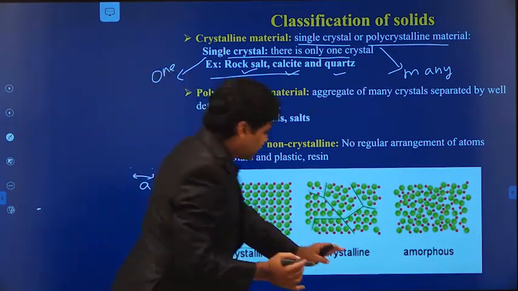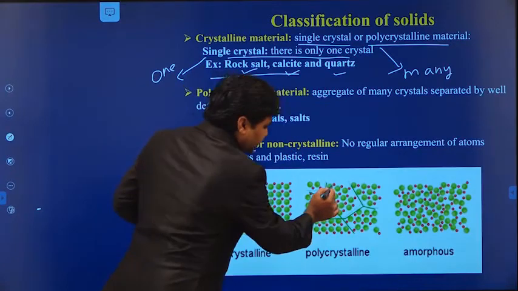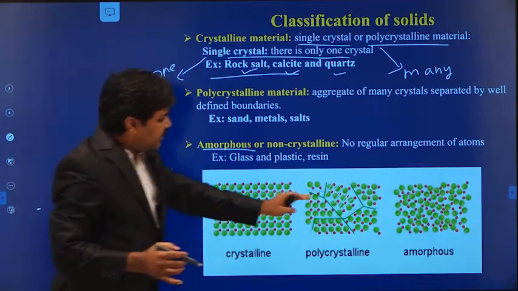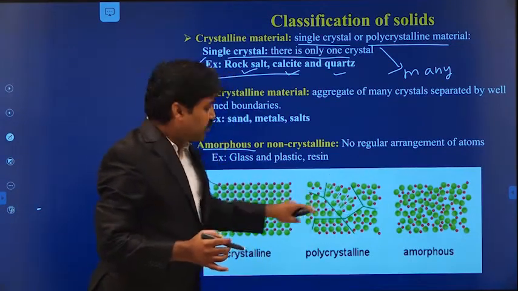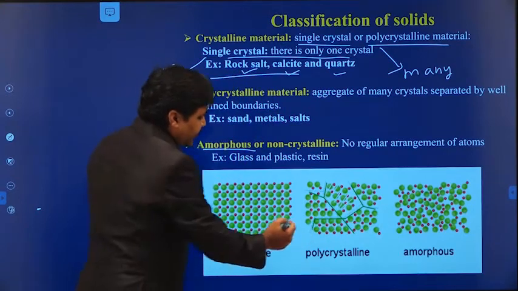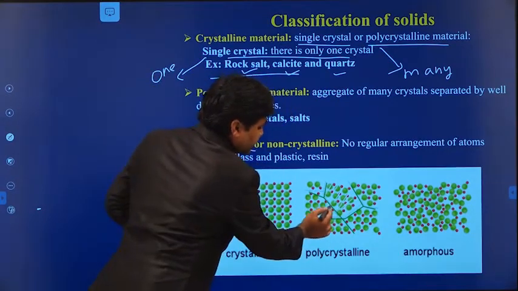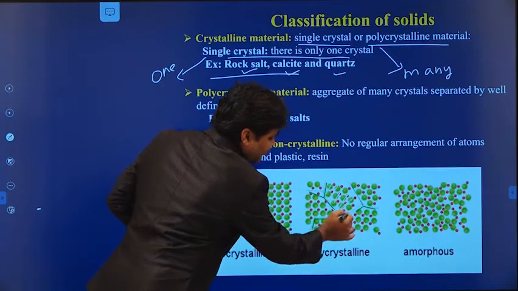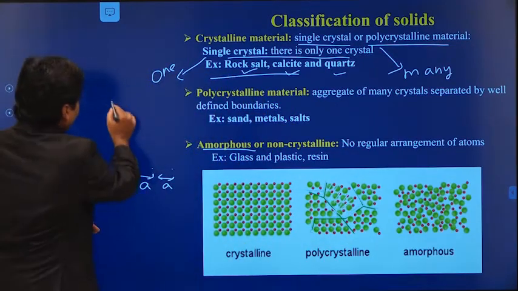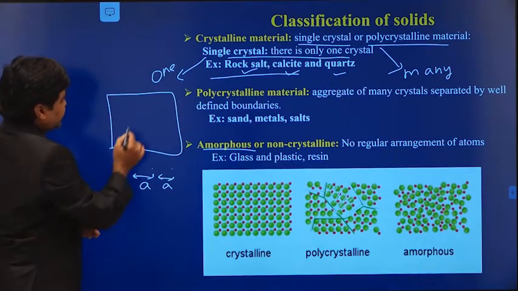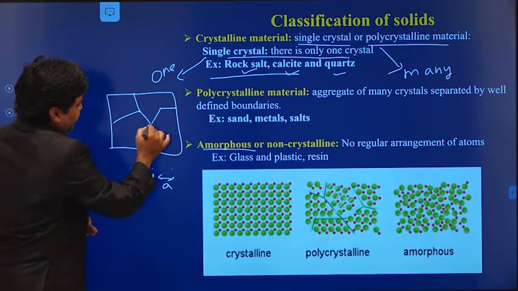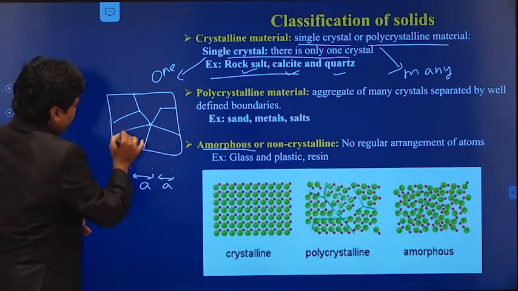In the case of polycrystalline materials, this is also a regular and periodic arrangement, but here you have so many grains. Poly means many, so there are many crystals, oriented in different directions. They are separated by well-defined boundaries, and within these grains they are in a particular order. Suppose this is the polycrystalline material. These grains are separated by well-defined grain boundaries.